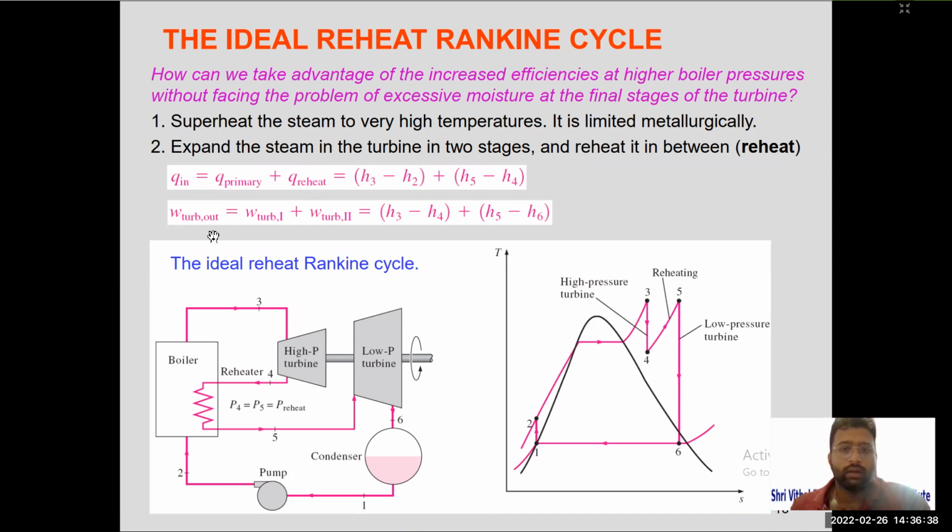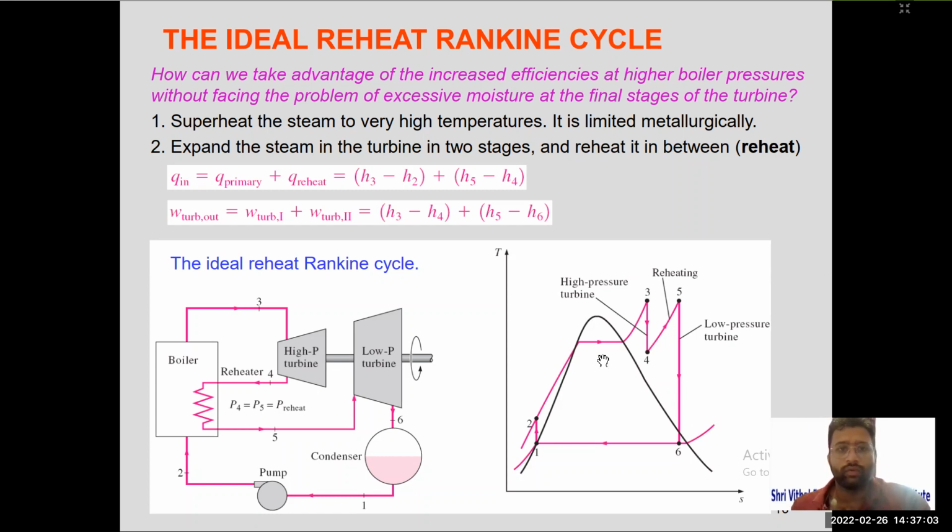The net work done will be work done in turbine number 1 plus work done in turbine number 2 minus work done in the pump. So that will be the net work. Turbine work 1 will be H3 minus H4, and turbine work 2 will be H5 minus H6.